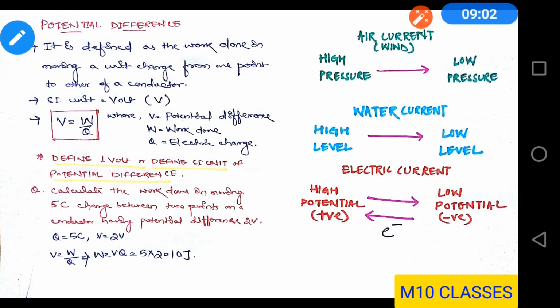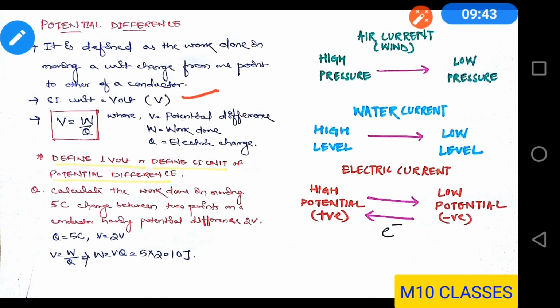Now one of the important parts of the discussion is potential difference. So students, try to understand this carefully. What is potential difference? The definition is, it is defined as the work done in moving a unit charge from one point to another of a conductor. Its SI unit is volt and the formula is V equals W by Q. That means the work done to move a unit charge, that is the potential difference. Its SI unit is volt, and for work done the SI unit is joule, and for charge the SI unit is coulomb.